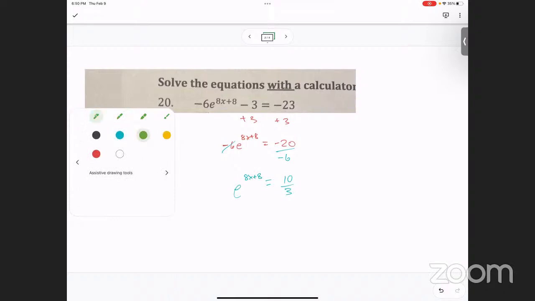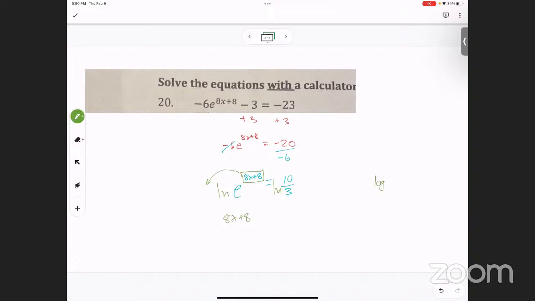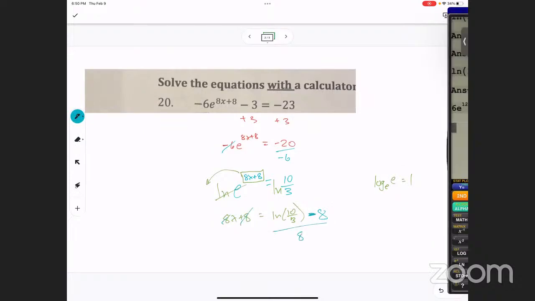Right? Now, how do I get that variable out of that exponent? What do I do? Natural log. That's right. Take the natural log of both sides. That allows that to come down. 8x plus 8. The natural log of e is just 1, because that is what the natural log means, log base e. So the log base e of e is just 1, right? So that just cancels. Equals the natural log of 10/3. And now subtract 8 from both sides and divide both sides by 8. And that should give you your answer.